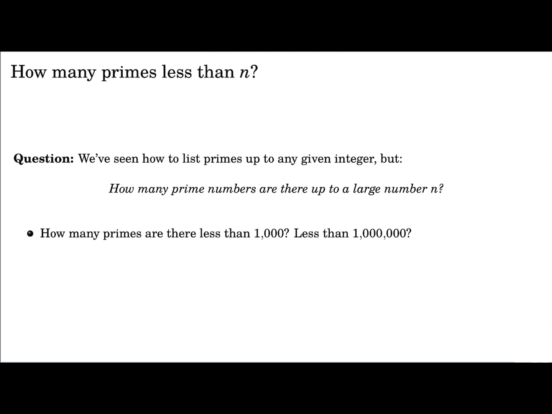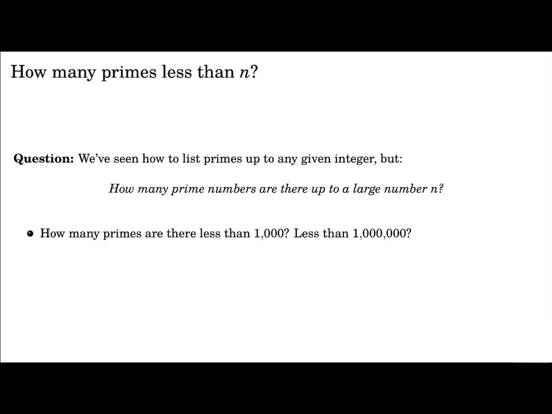Now that we have a way to list the prime numbers, we can ask a different question, right? How many primes are there up to a large number n? For example, how many primes are there less than 1,000 or less than 1,000,000, right? The sieve can, of course, answer for specific n, but sometimes we would like to have some type of result. How does this grow with time, or what happens with time?